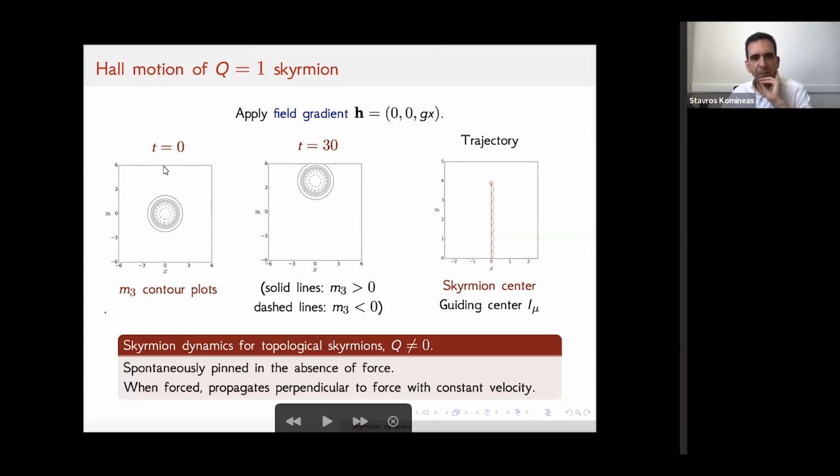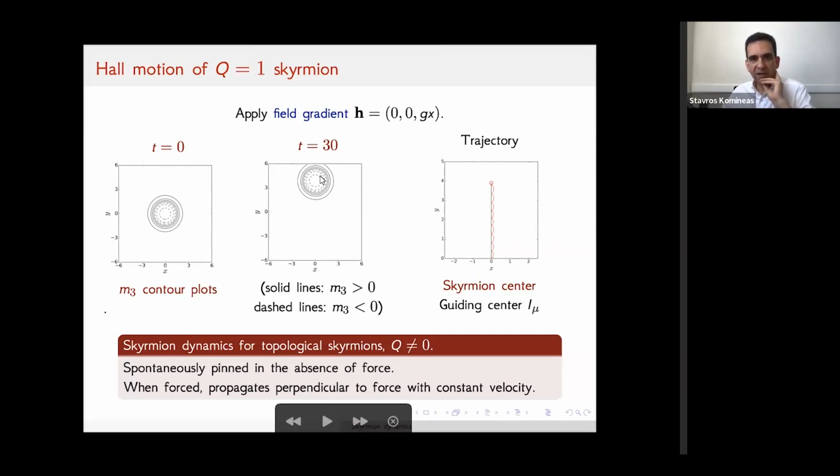And this is here at the beginning of time. And now you apply a field gradient. The field gradient is in the x direction. So the force is pushing the skyrmion in this horizontal direction. You wait and see that the skyrmion, after a while, is moving in the y direction, exactly perpendicular to what you would expect from Newtonian mechanics. So that's moving perpendicular to the exerted force.